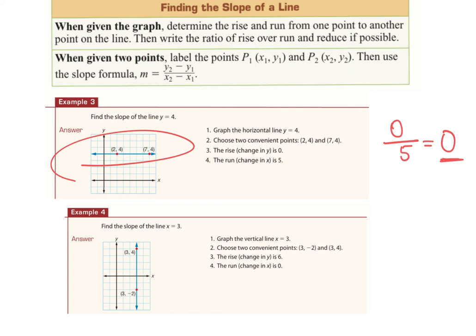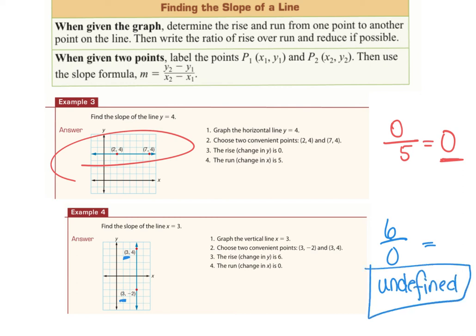Let's look at the vertical line. My numerators, 4 minus a negative 2, 6. But look at my denominators, 3 and 3. 3 minus 3 is 0. I cannot divide by 0. So anytime you have a 0 on bottom, your answer is undefined. A vertical line will always have an undefined slope. Always. Okay? So horizontal lines will have a 0 slope. Vertical lines will have an undefined slope. That will be your answer for those.